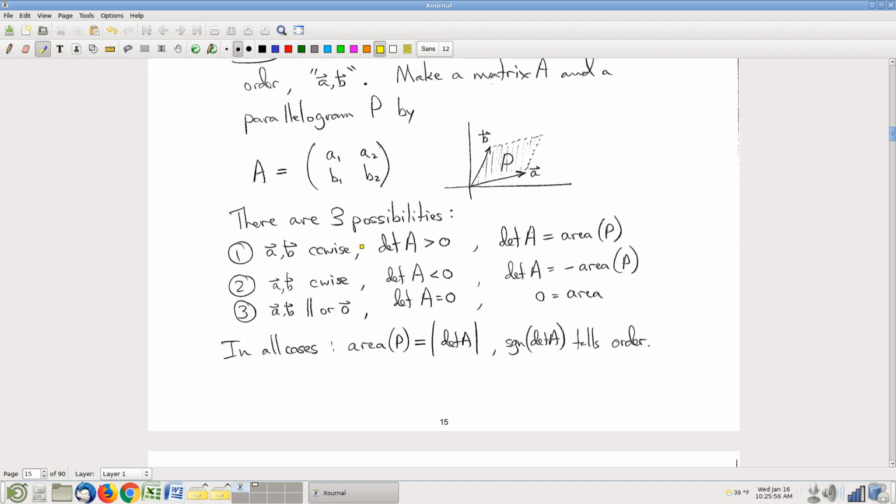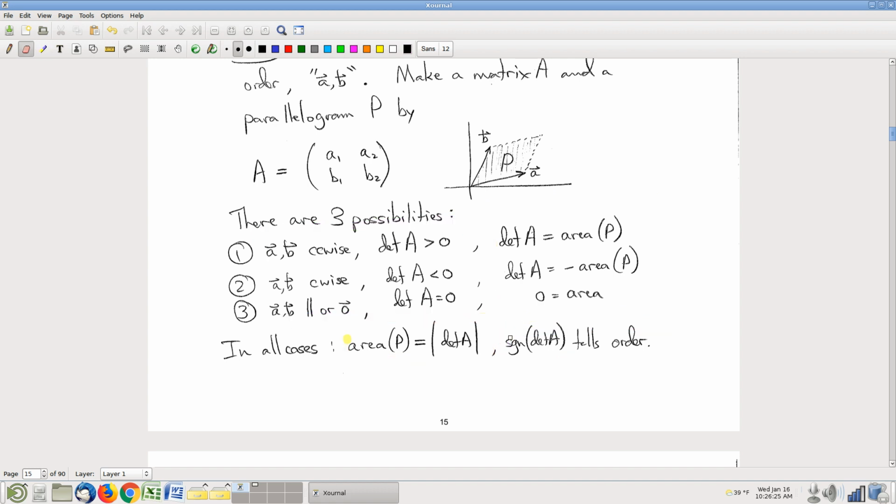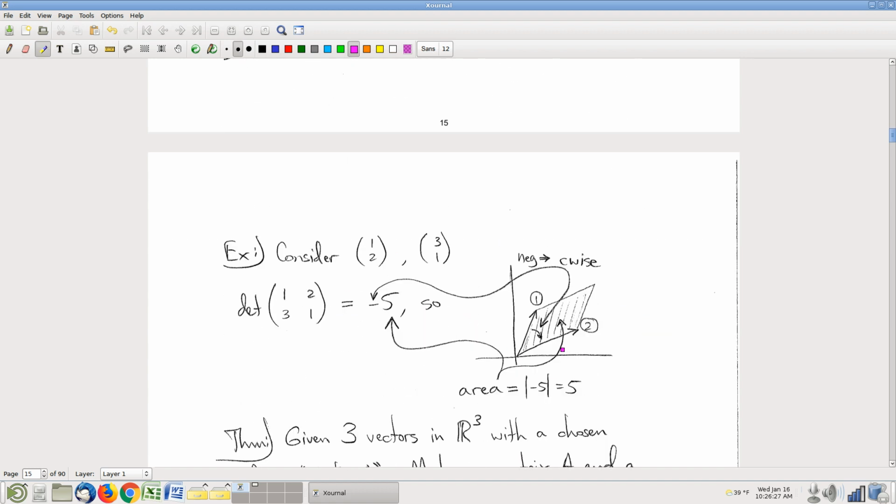Notice that you can simplify all three of these cases into saying that the area is always the absolute value of the determinant. Right? And you can arguably rewrite these correspondences as: the sign tells you the order. Positive means counterclockwise, negative means clockwise. Zero means neither. Okay. All right. Quick example.